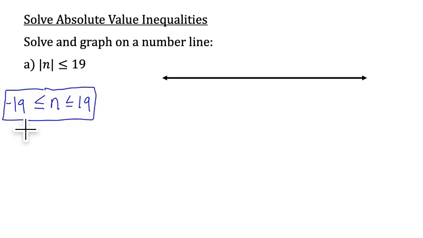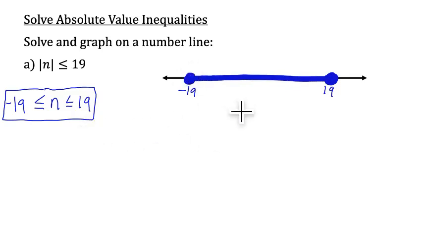So n is in between negative 19 and positive 19, including those endpoints. Or we could read this as negative 19 is less than or equal to n, which is less than or equal to 19. Now on our number line, that means our answers are going to be in between negative 19 and positive 19, including those endpoints because we have equal bars there. So I use closed points. And since n is in between those, we'll be highlighting the number line in between those two endpoints. There's our solution and the graph of the solution.